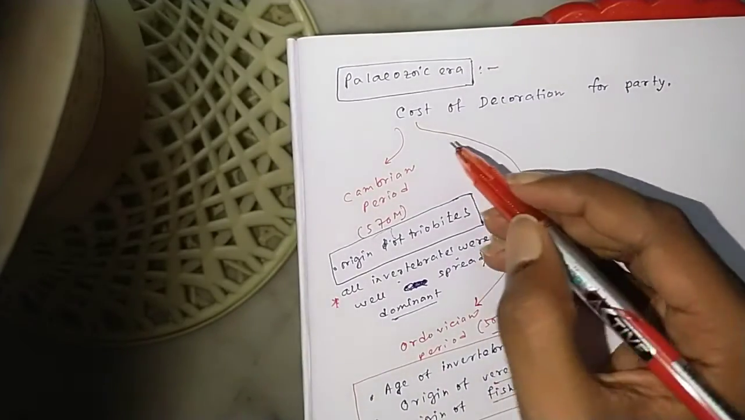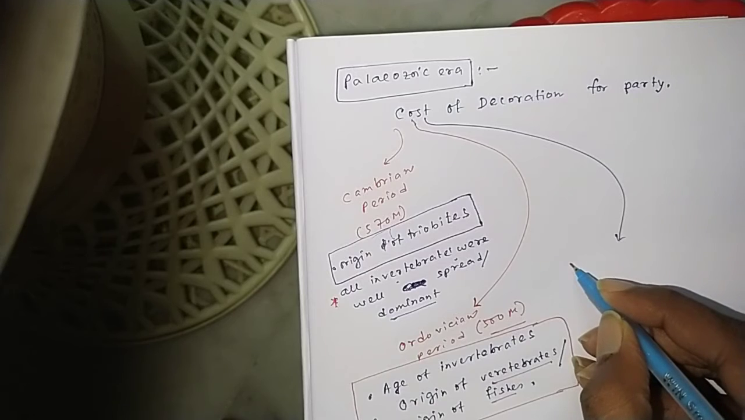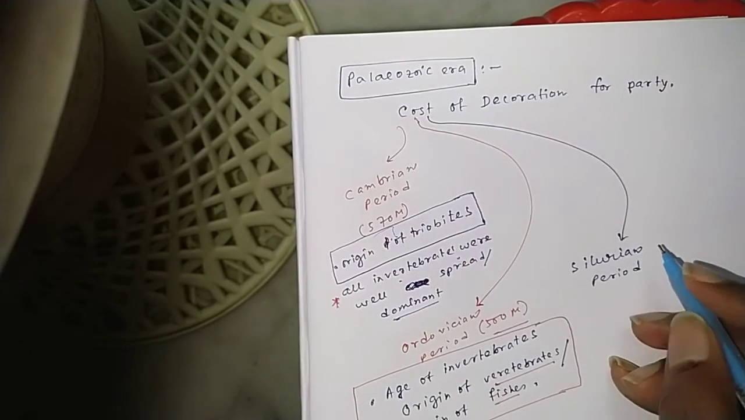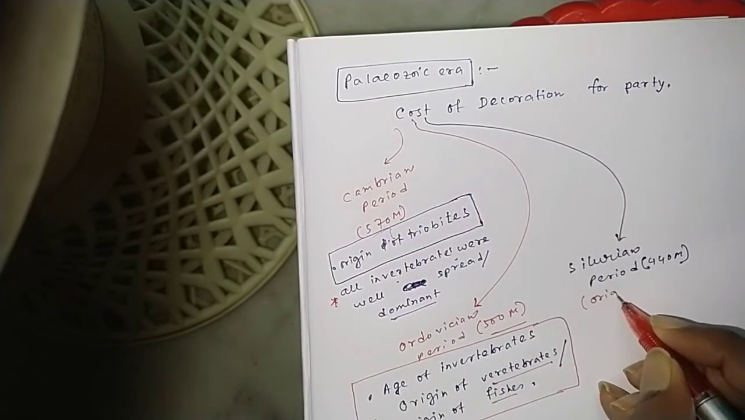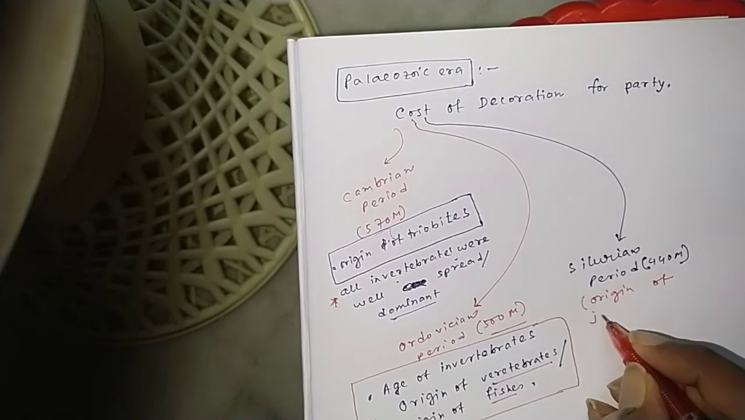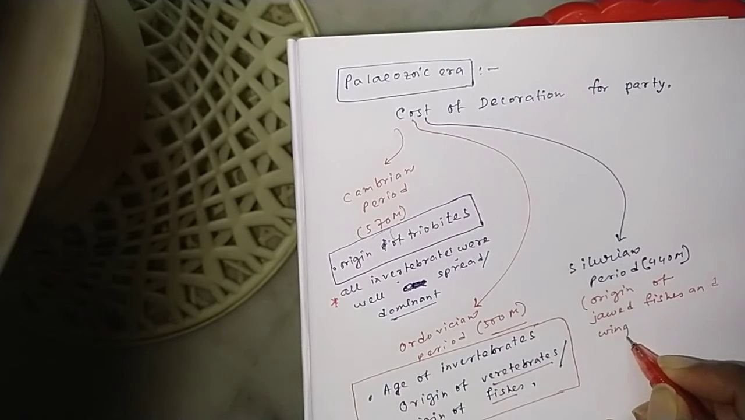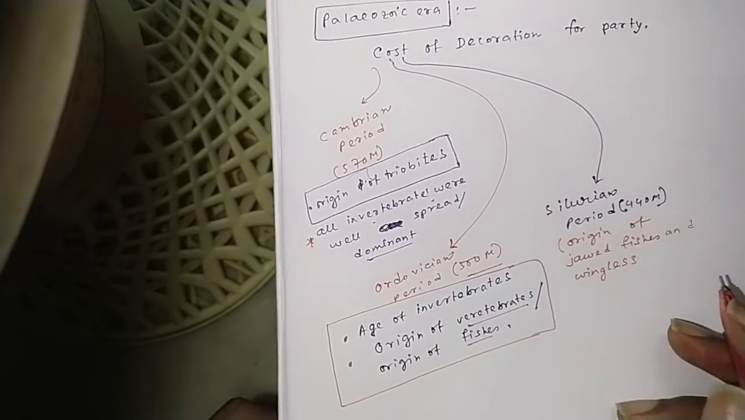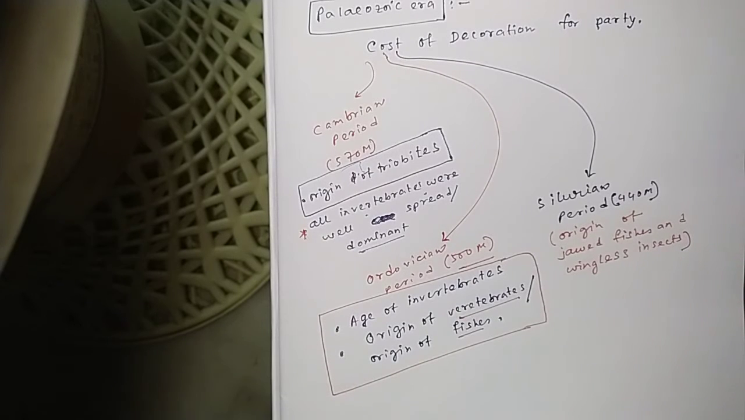Okay, now after O, let us talk about S. S here is for Silurian period. Okay, now the Silurian period is 440 million years ago. Now this is very important because this was the time of origin of jawed fishes, so fishes with jaws, and wingless insects. Search any standard book and you will get all this information. I'm just making it clear and easy for you. Okay, so wingless insects in the Silurian period.